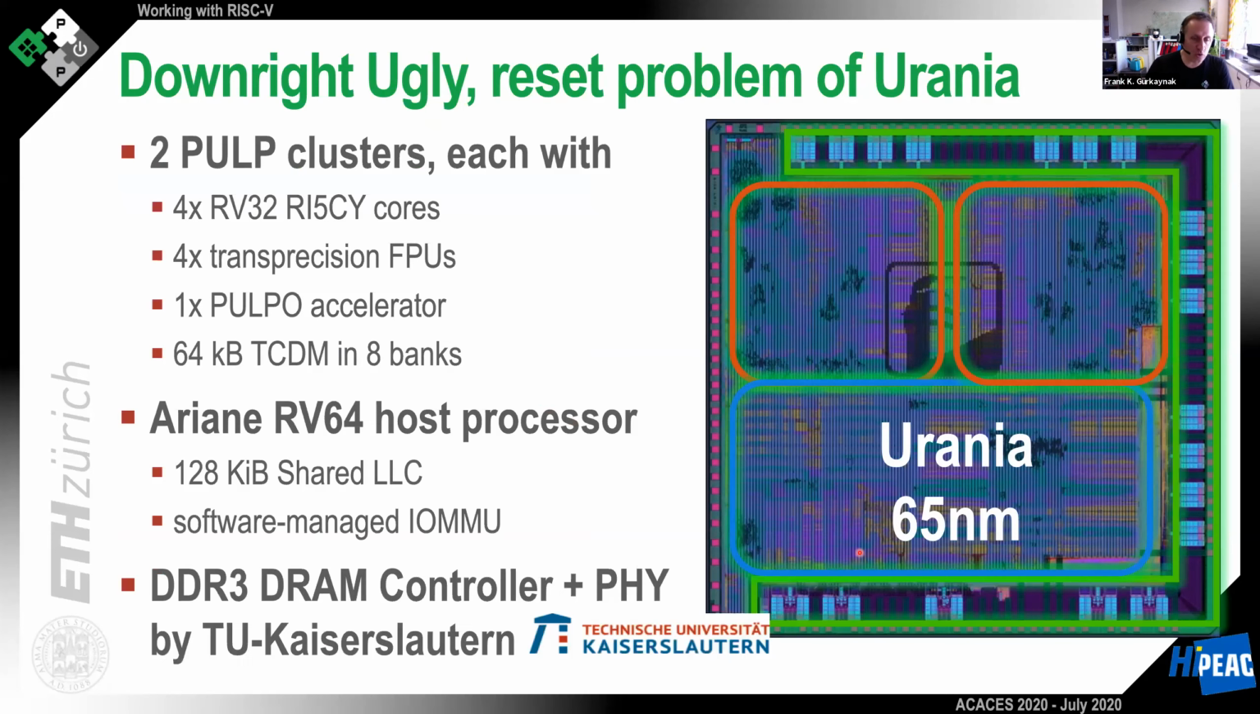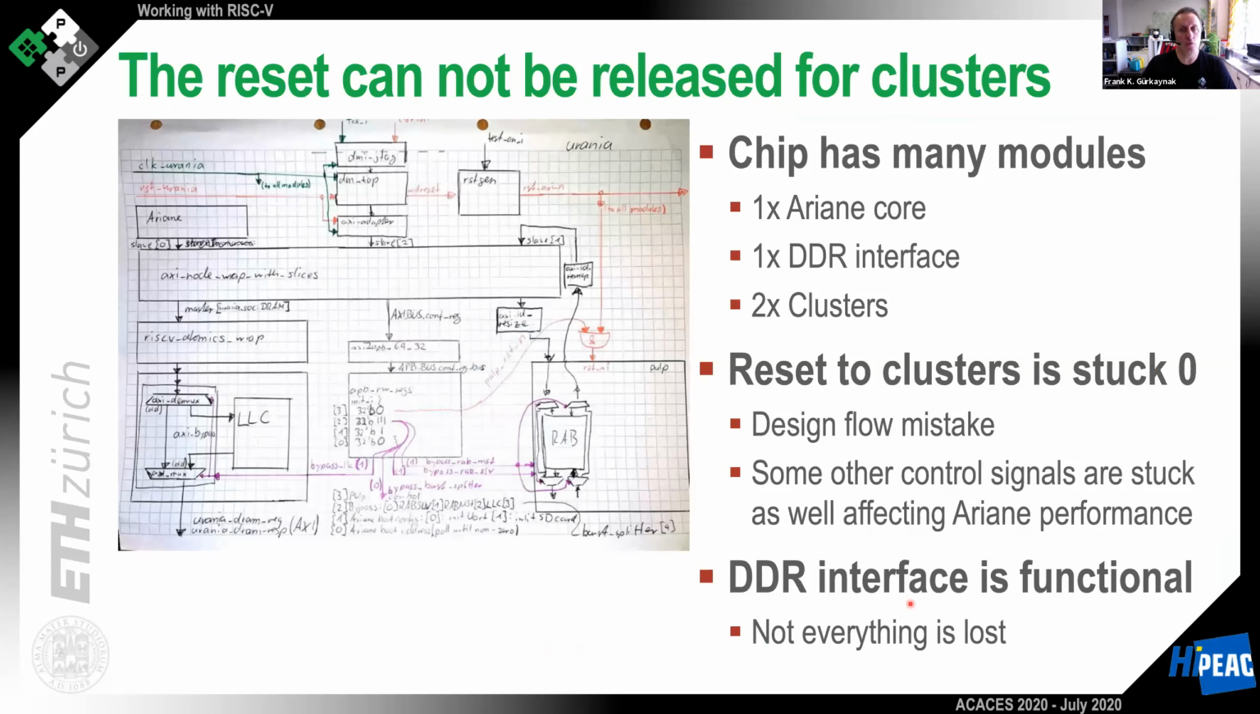And in addition to that, we had a collaboration. This was as part of a project Opracom, and our partner there, Kaiserslautern, provided a DRAM controller and PHY, which you can see all around here, that was on this chip. So what happened? Well, the chip has many modules: the Ariane core, the DDR interface, and the clusters. But the reset going to the cluster part is stuck to 0.